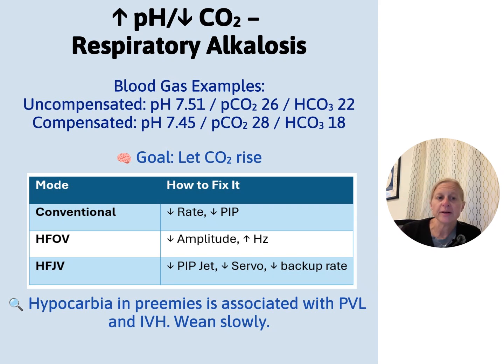So what should we do? On a conventional ventilator, we're going to drop our rate, or we would consider dropping our PIP. On our high frequency oscillator, opposites, right? So we're going to decrease our amplitude or increase our hertz. And then on the jet, we could change the PIP, the servo, or the backup rate. I have also seen some changes with your PEEP. Depending on how long you want them to have an opportunity to exchange those gases, I've seen the PEEP change on the jet. So that's something that could happen. We could add that as one of our factors here.